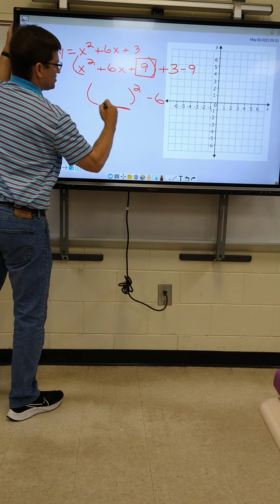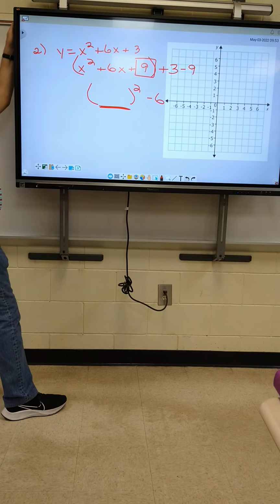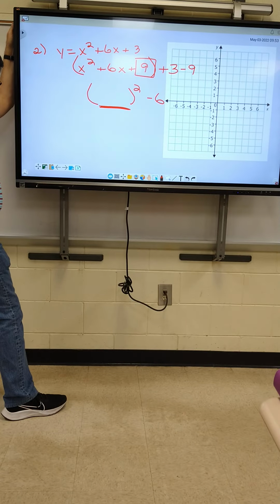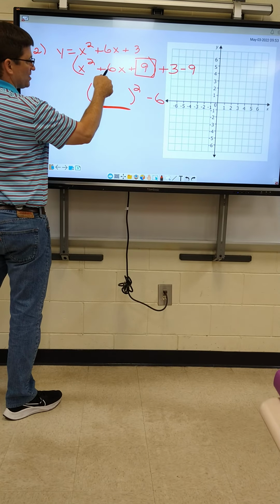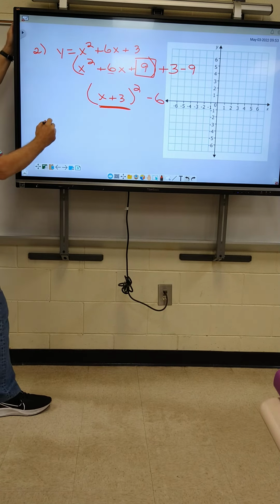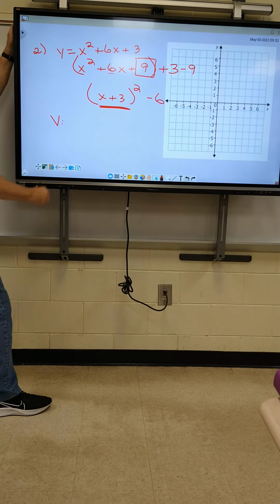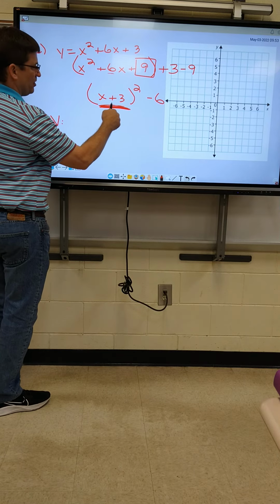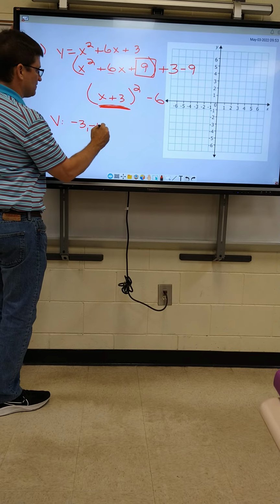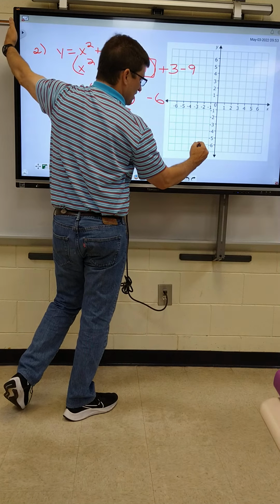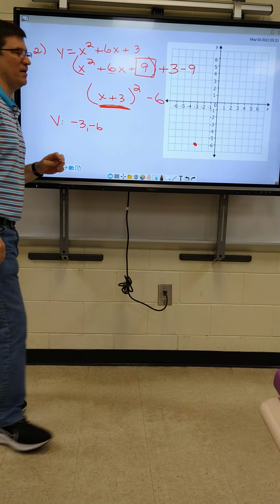All right, Sebastian, what goes into parentheses? It's got to be x plus something. X plus half of that number, so it's x plus 3. Now to find your vertex, I flip this sign, Sebastian, because it's inside the parentheses. So that's -3 and -6. That is your vertex. Go to -3, -6. Everybody put a point right there.